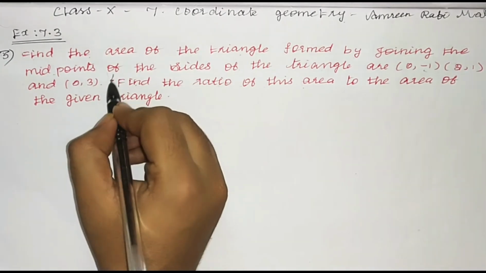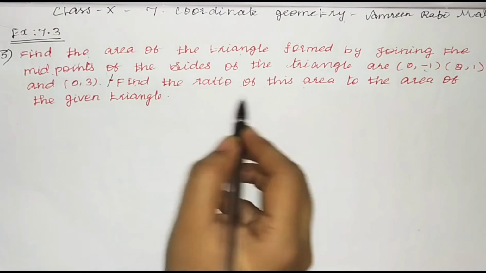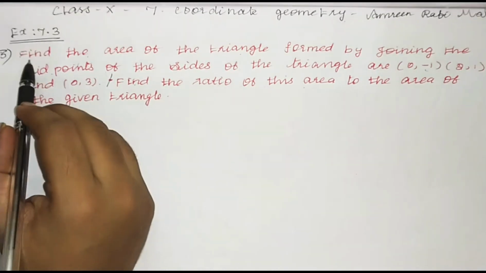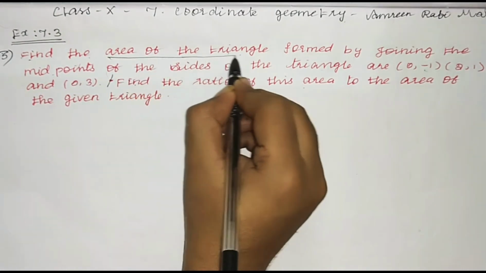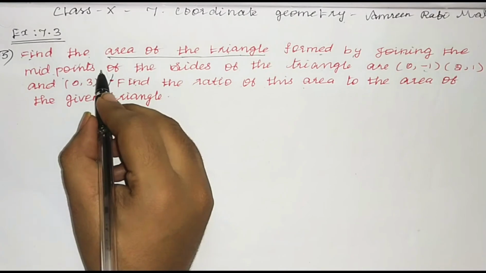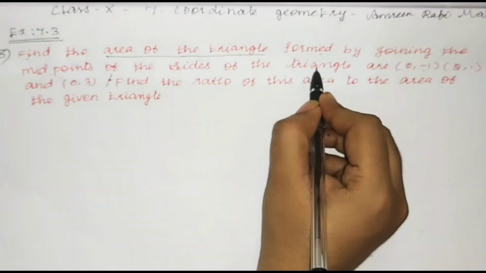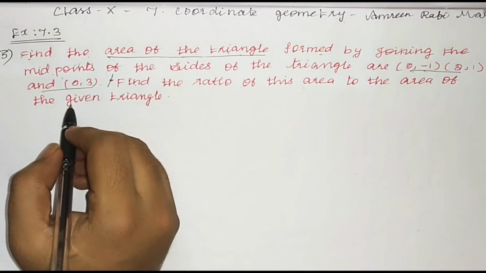First we can consider this part and find the answer. After that we can go to the second part. Now listen carefully. Find the area of the triangle formed by joining the midpoints of the sides of the triangle whose coordinate points are given. So I will explain through a diagram.